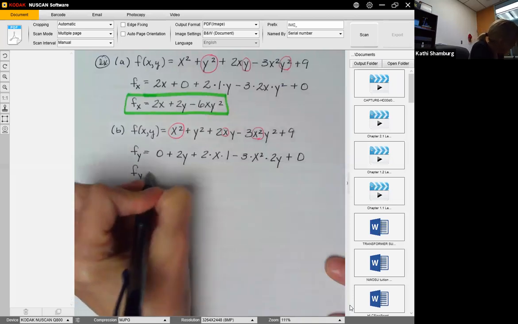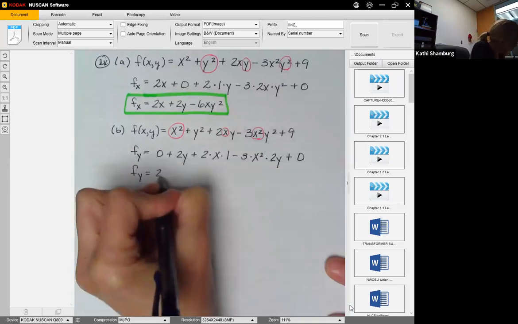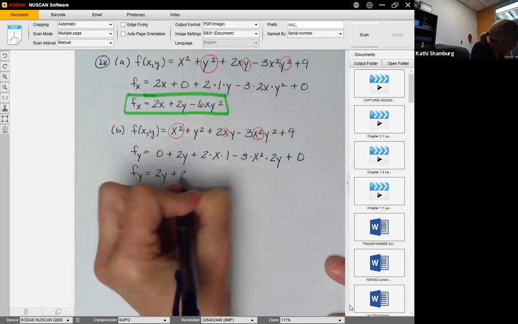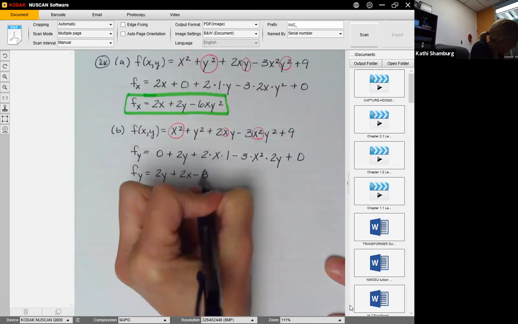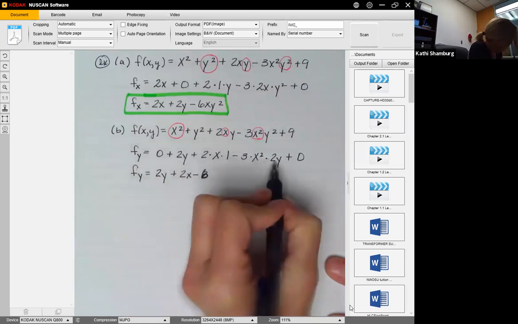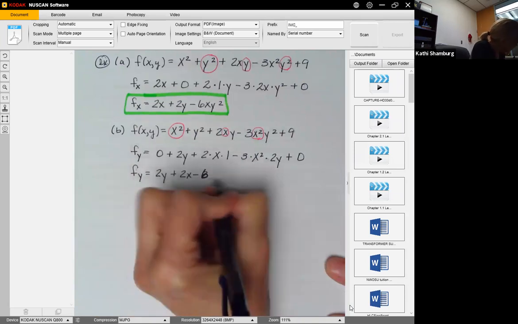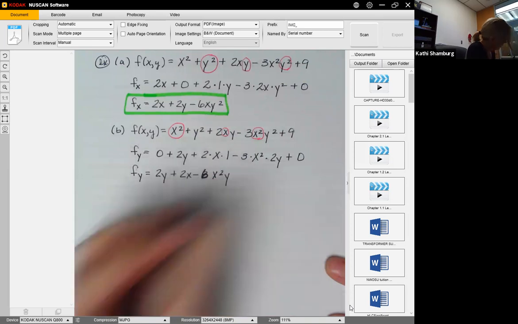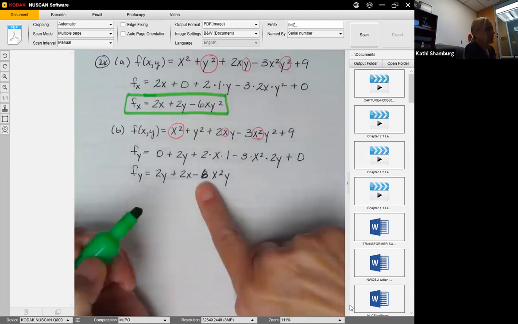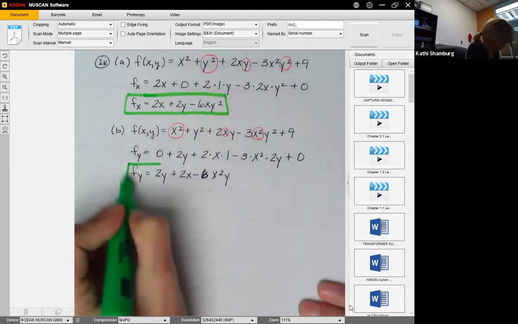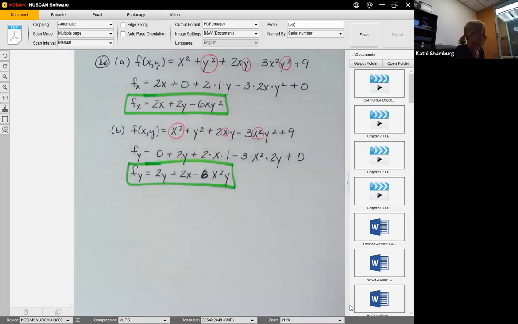So in cleaning it up, we would have 2y plus 2x minus 3, nope, how about 6? 3 times 2 is 6, so we have 6x squared y. So that is a 6, so be careful of that. I about neglected to multiply that 3 times 2, okay?